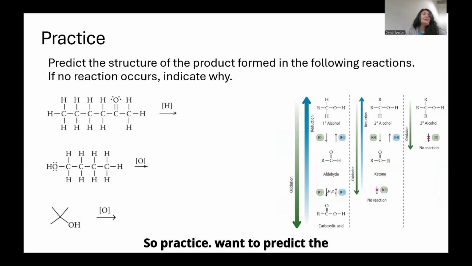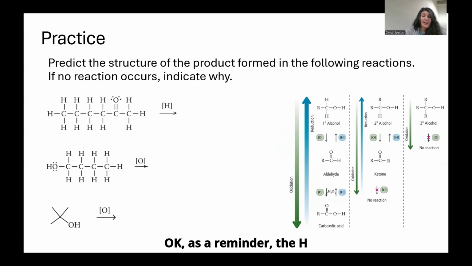For practice, we want to predict the structure of the product formed in the following reactions. And if no reaction occurs, we need to indicate why. I have the little diagram to the right to help you. Go ahead and pause the video, and when you're ready, turn it back on and we'll go through it together.